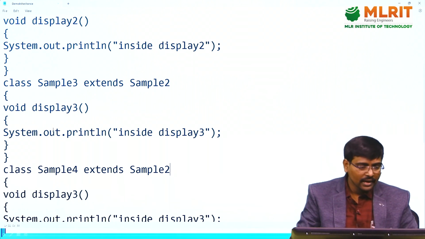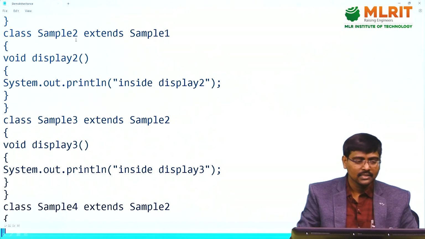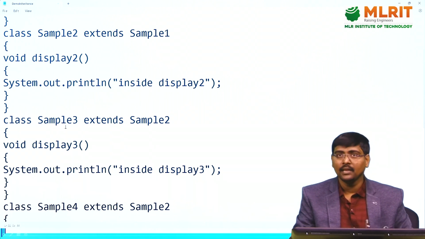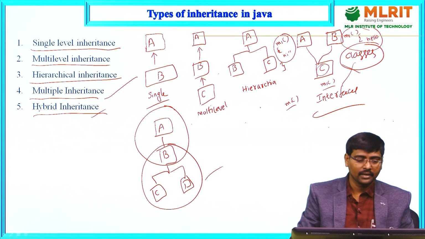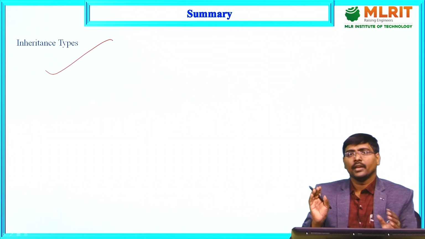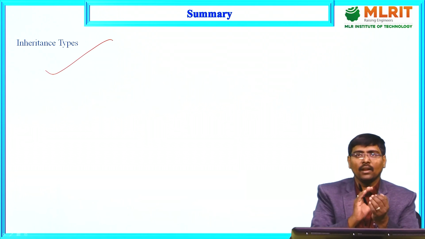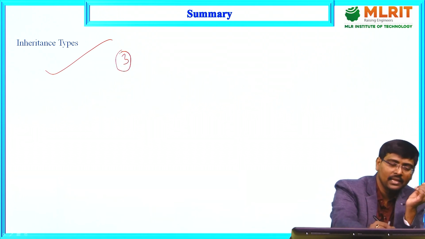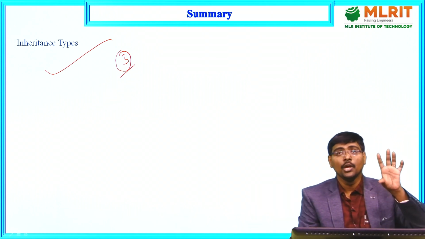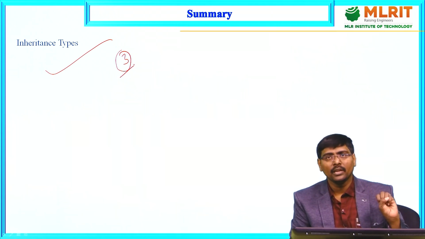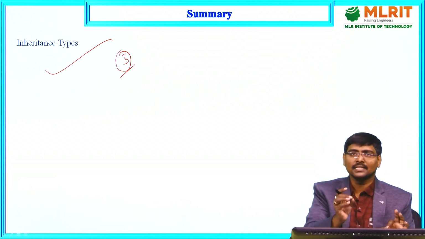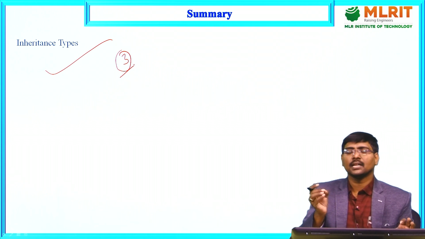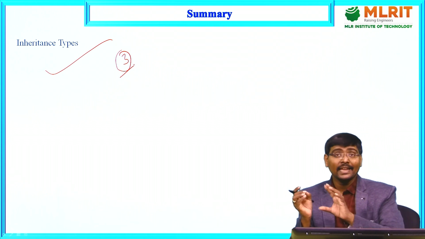Now you create objects as usual for sample3 and sample4. Like this we can achieve hybrid inheritance. These are the different types of inheritance. Single, multi-level and hierarchical are the three main inheritances you use through classes. Multiple inheritance is not possible through classes. That is the reason multiple inheritance is implemented by using interfaces.